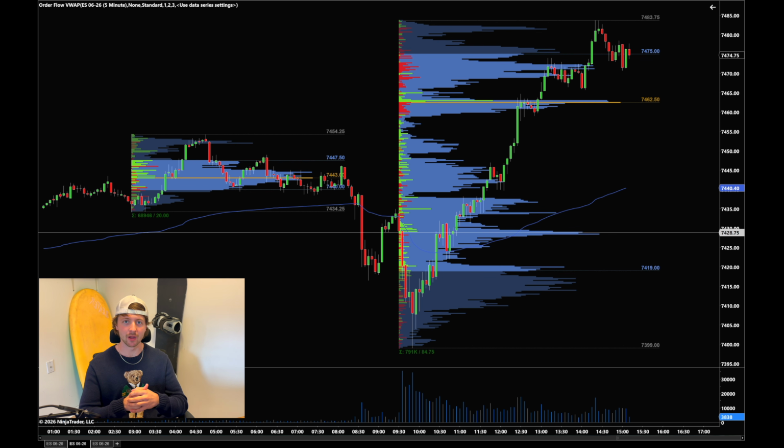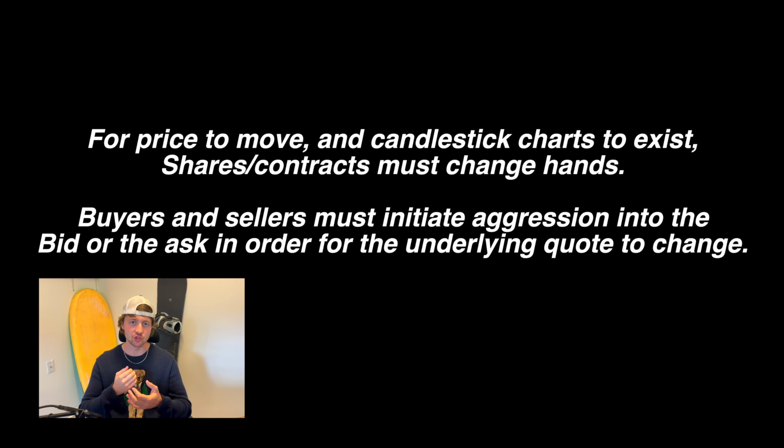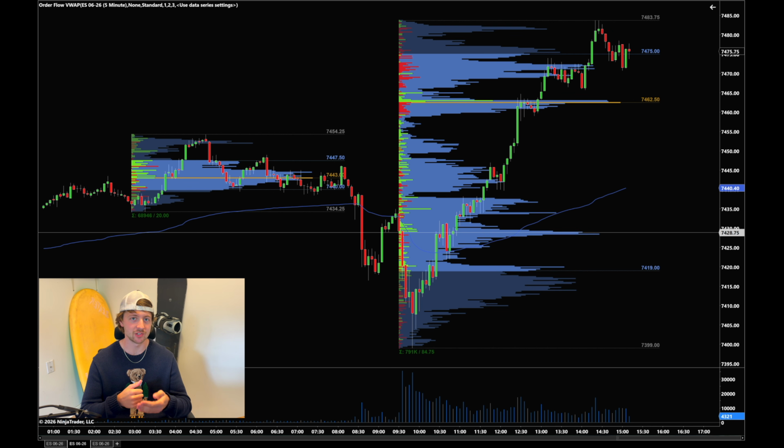Before I get into this video, I want to go over something very, very simple. For price to move, shares or contracts need to change hands. A buyer buys from a seller or a seller sells to a buyer. When the transaction is completed, it shows up on the tape. The volume goes up. Then, as a result of the volume being transacted, price will then move either up or down, depending on if the bid or the ask was hit.